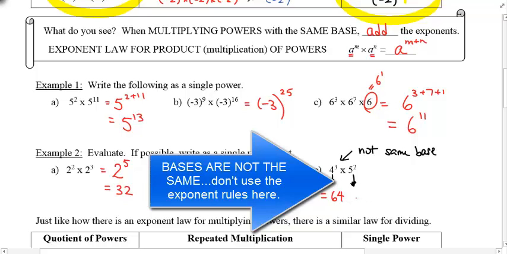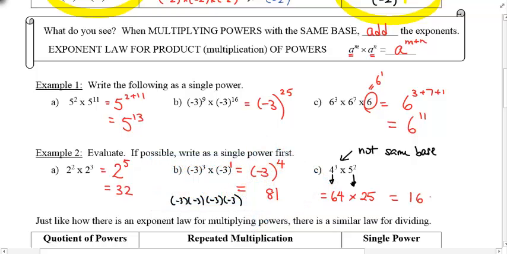So 4 cubed is 64. 5 squared is 25, and then you just have to multiply this together. That's, I think, 1600. So notice in part C, the bases, once again, are not the same. We can't combine them together. Okay?